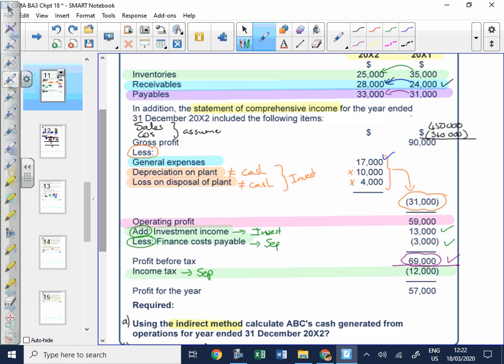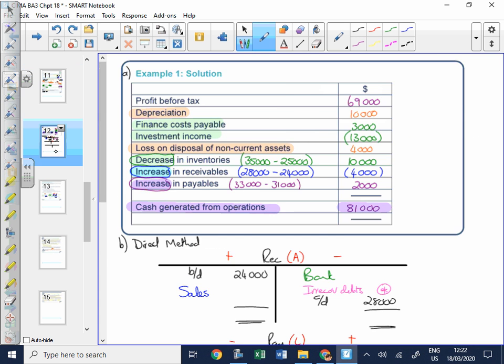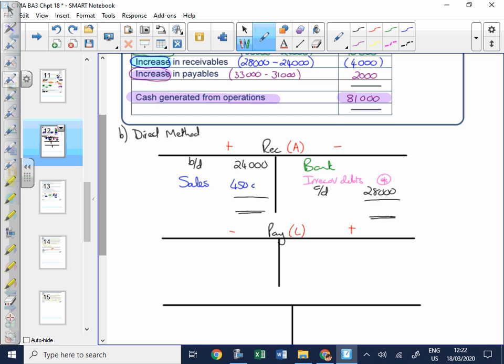So from the statement of profit or loss, my sales are 450,000. And now very easily, if I balance this account, the big side will be 450 plus 24, which gives you 474, minus 28. And if you had irrecoverable debts, you'd minus that as well. Gives you cash received. So think about it, irrecoverable debts is not received, the rest was received, is 446. And that would be taken to the statement of cash flows.